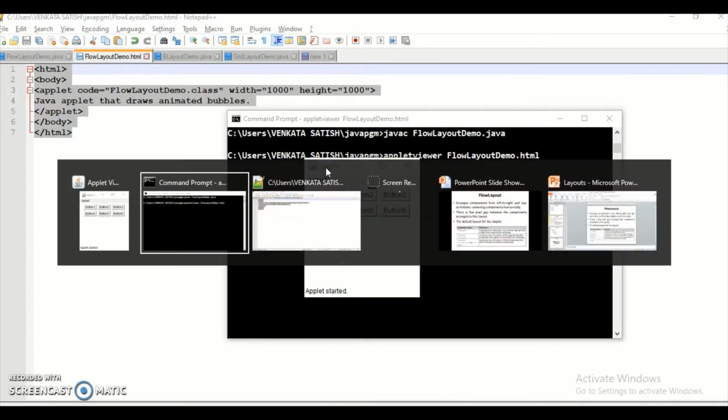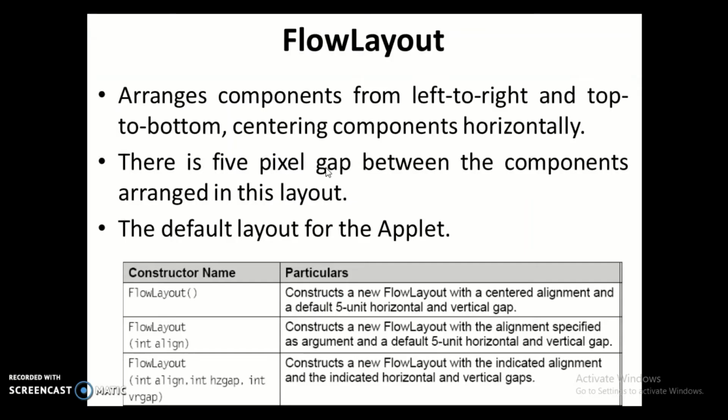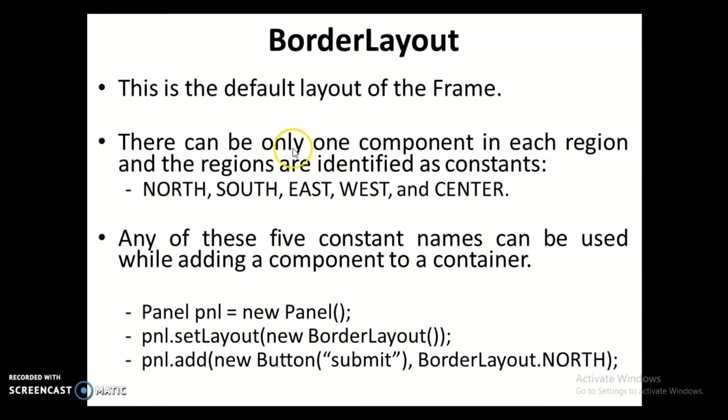So the next type of layout is border layout. So this border layout is the default layout for the frame. So we can have different alignments like north, south, east, west as well as center.